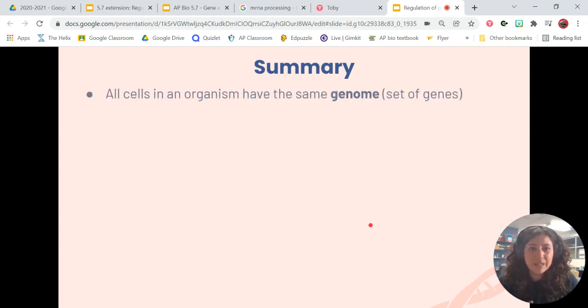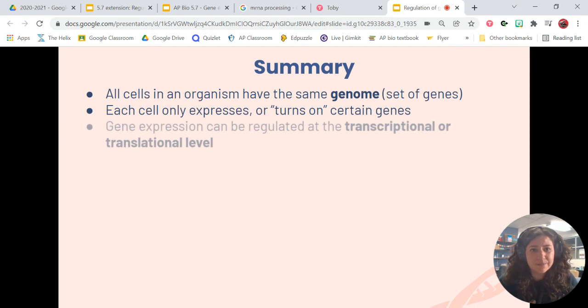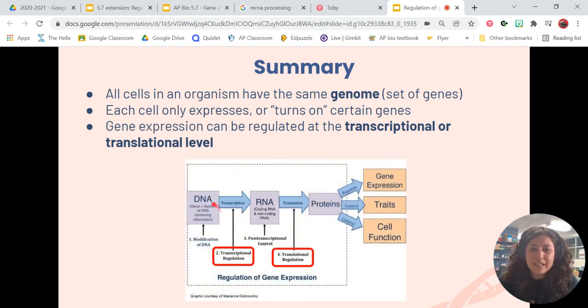So in summary, all the cells in your body have the same genome, meaning the same set of genes, but each cell is only going to express or turn on certain genes. Gene expression can be regulated at the transcriptional or the translational level, meaning that in order to figure out if a gene is turned on or off, we can do that either by regulating how much transcription is happening of that gene or by how much translation is occurring of the RNA made from that gene. And there we go. There's a little bit of an introduction to gene expression.